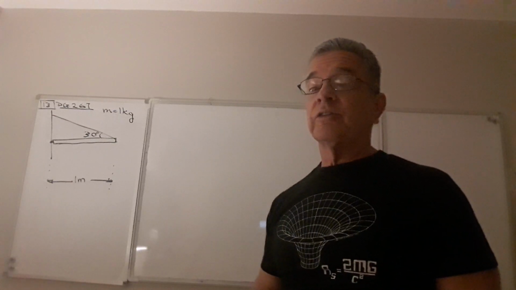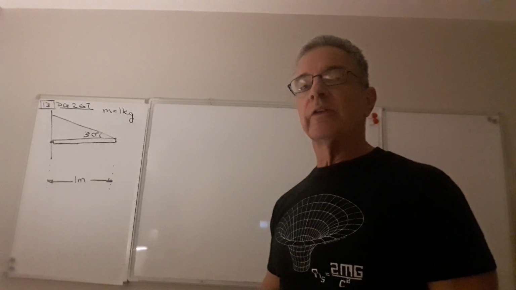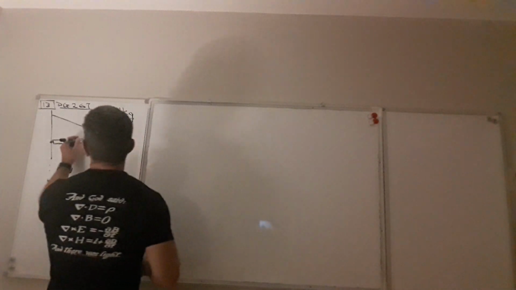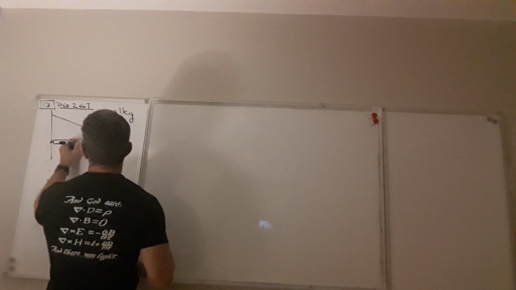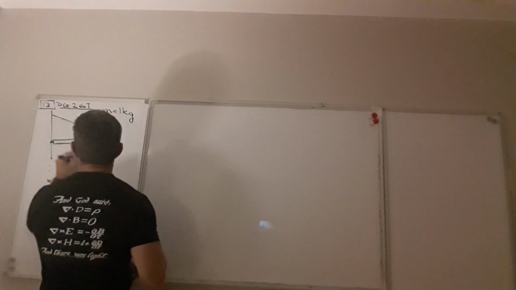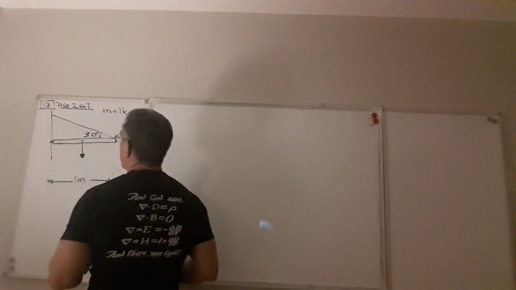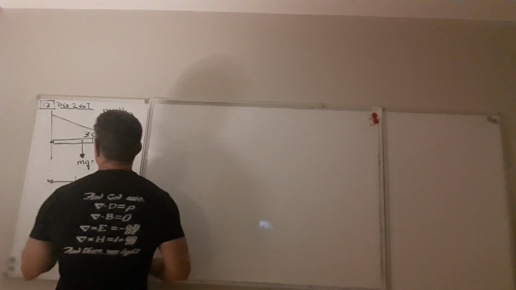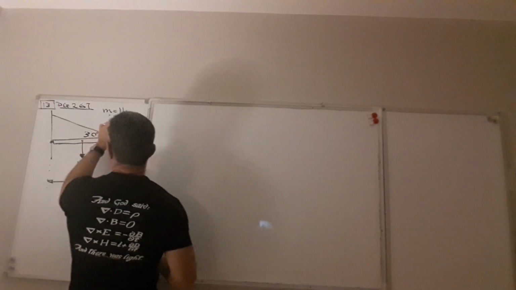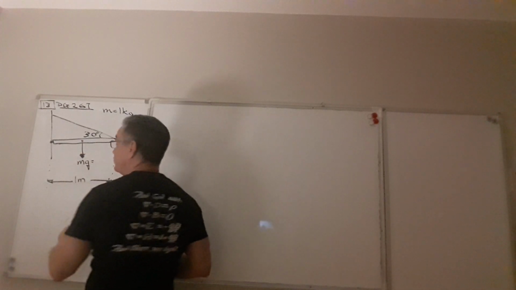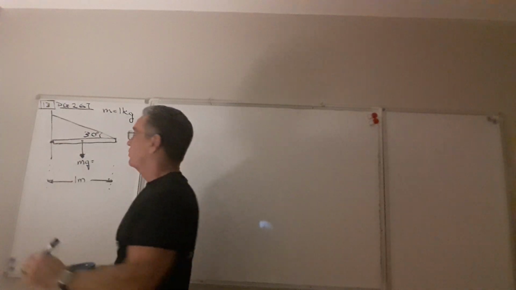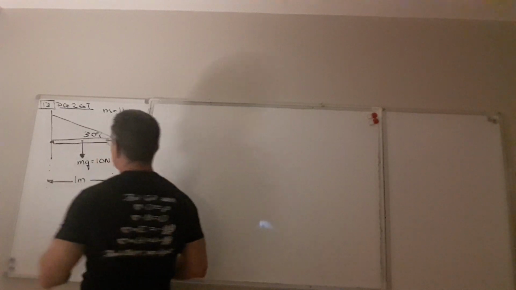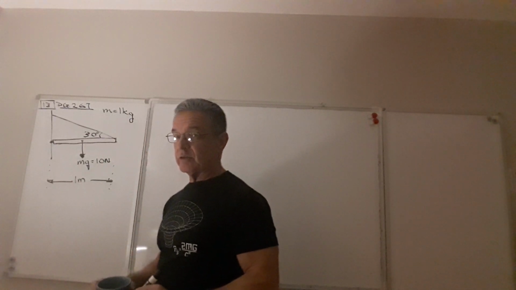First thing to do, just like with any problem involving forces, draw the forces in that are acting on the system. So I'm going to go ahead and do that. You've got the weight acting at the center of the beam, at its center of mass, acting directly downward. And that weight is m times g. Since this is 1 kilogram, it's 1 kilogram times g, and I'm going to call g 10 meters per second squared. That's going to give you 10 newtons of weight. Okay, so that's the weight.